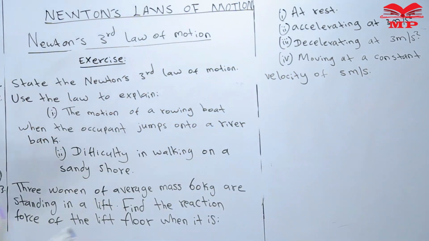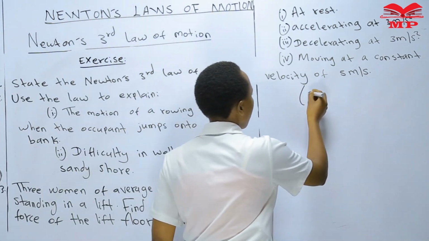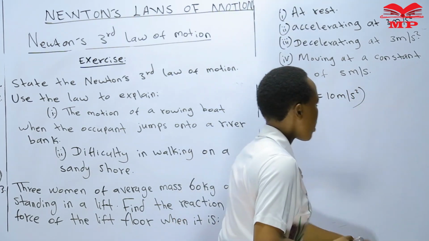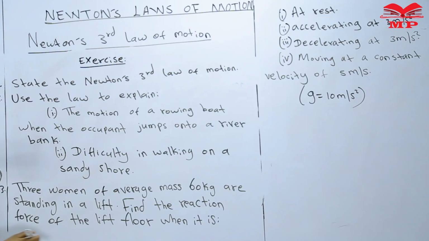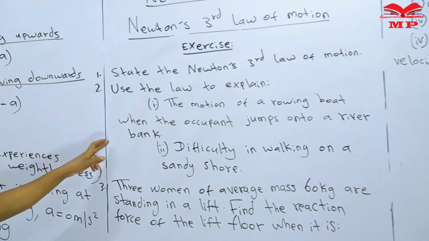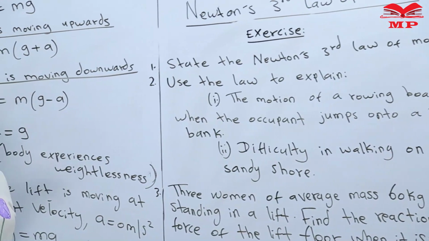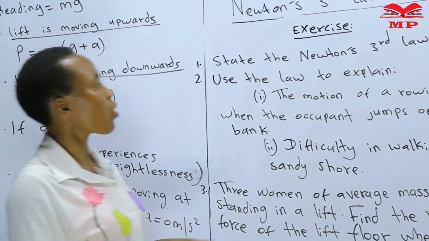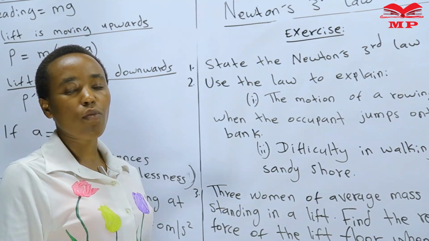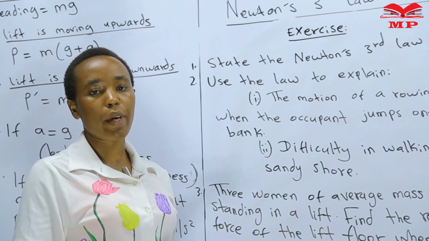So you need to calculate that for Newton's third law of motion, and again the value of gravitational force is 10 meters per square second. So ensure that you are able to answer those questions, and you can also do more others from Newton's third law of motion. During the next lesson, now that we are done with the laws of motion, we shall be looking at the law of conservation of linear momentum.